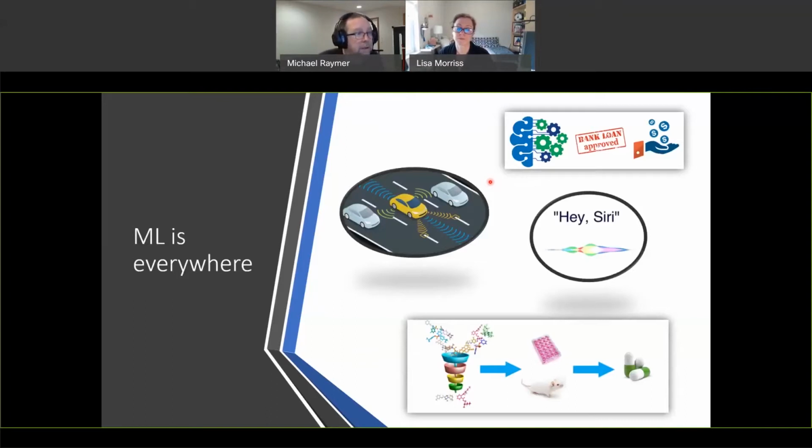I think everybody probably knows that when you say, hey Siri or Google and talk to your phone, that on the other end of that connection, there's a machine learning algorithm whose job it is to figure out what are the words that you're saying, what do they mean in that order, and how should I respond?